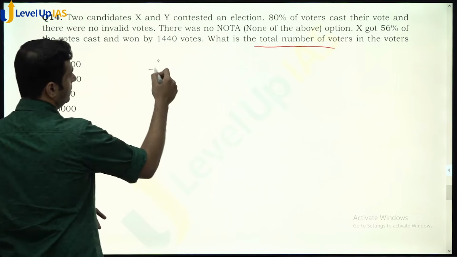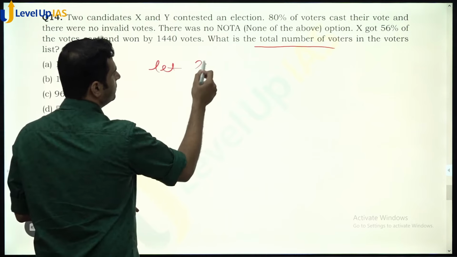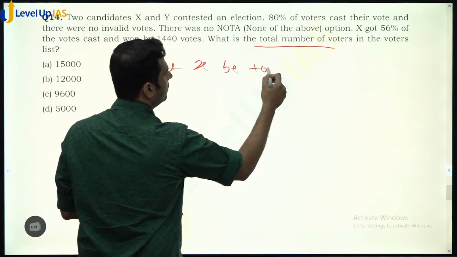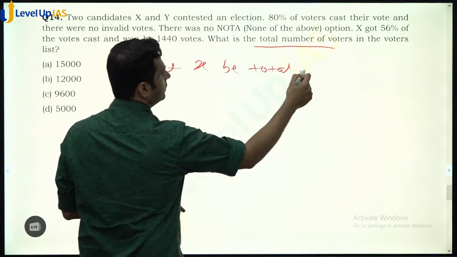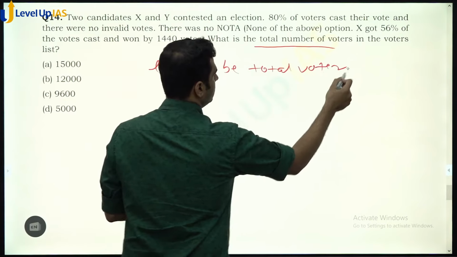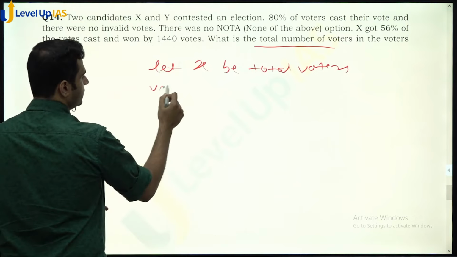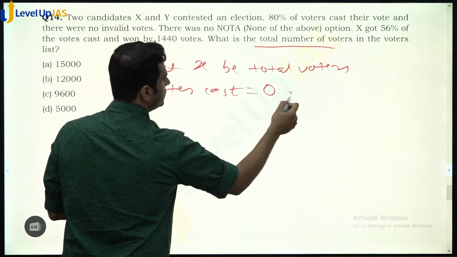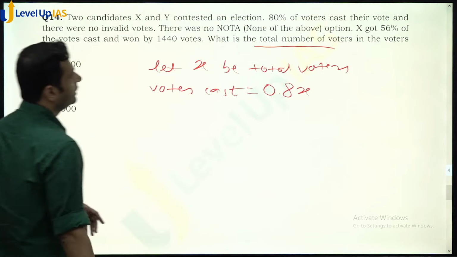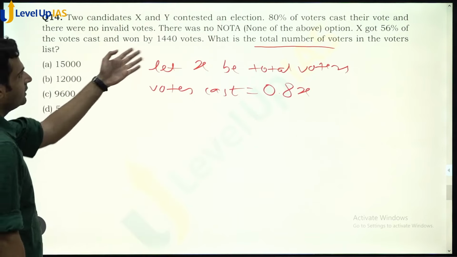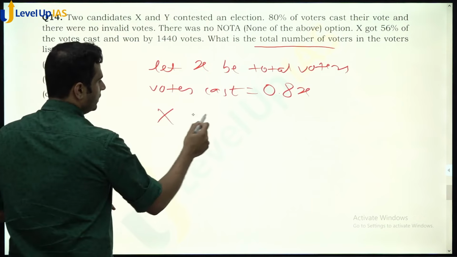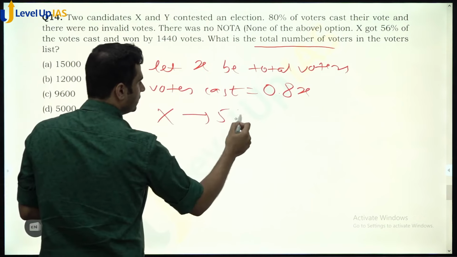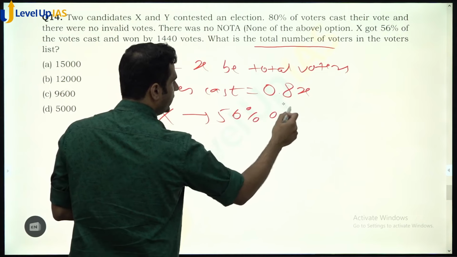So let x be total votes, total voters. Okay, so votes cast is equal to 80%, which is 0.8 x. Now x gets 56%. X gets 56% of 0.8 x.